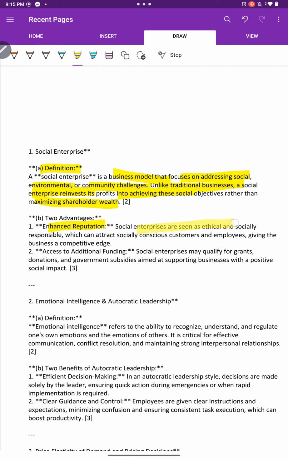Social enterprises are seen as ethical and socially responsible, which can attract socially conscious customers and employees, giving the business a competitive edge. And the second advantage of a social enterprise is that it may qualify for grants, donations, and government subsidies aimed at supporting businesses with a positive social impact.